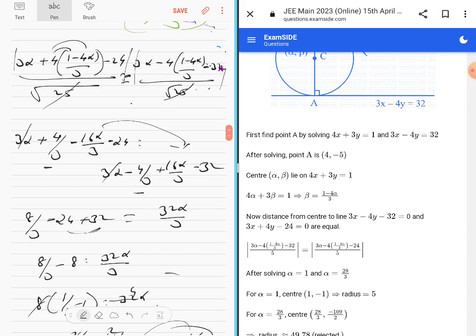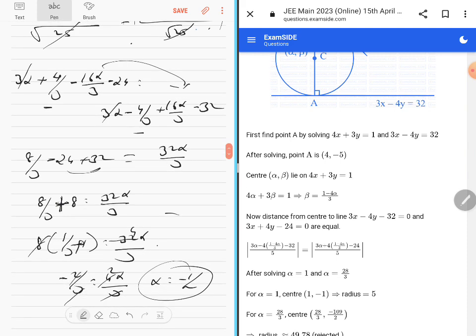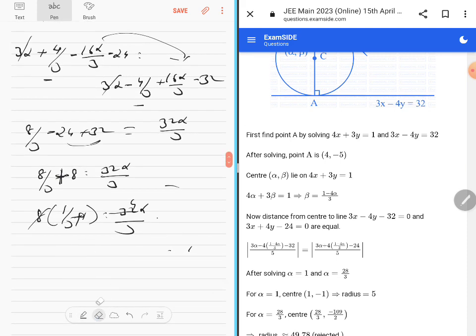3 alpha gets cancelled. 4 by 3 and 4 by 3 will add up to 8 by 3. 16 alpha by 3 on the other side becomes 32 alpha by 3. You have minus 24 plus 32, which is plus 8. I'm sorry, there has to be plus 8. So you take 8 out. So you got the answer, I think. This will become 4 by 3 is equal to 4 alpha by 3. 3 and 3 get cancelled. So alpha is equal to 1.